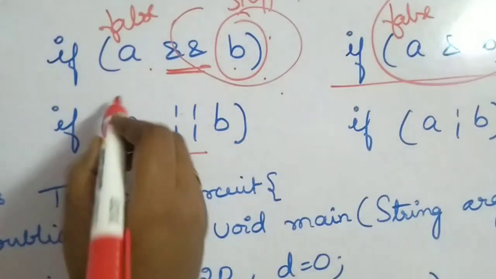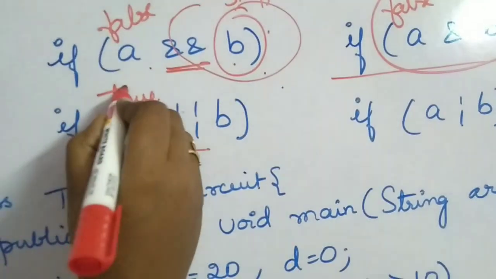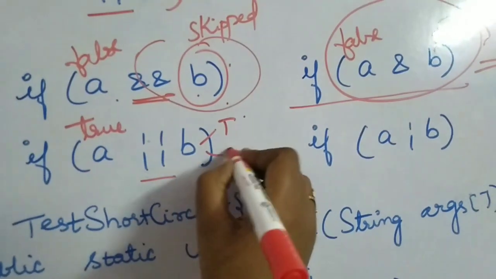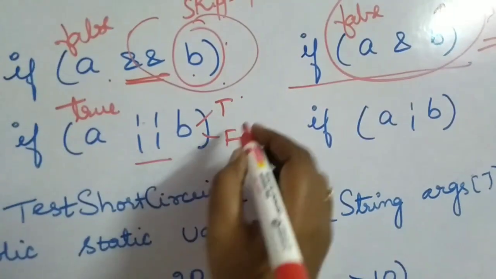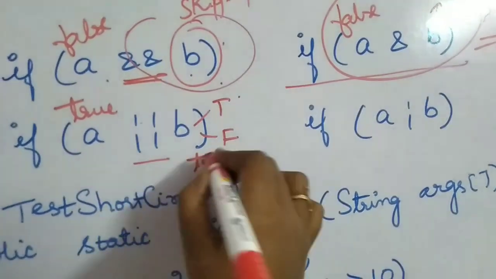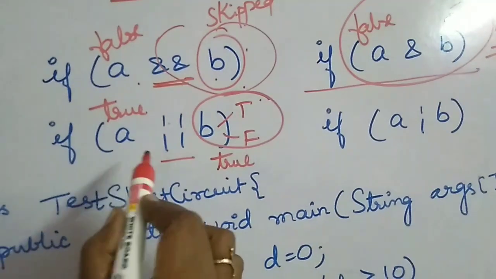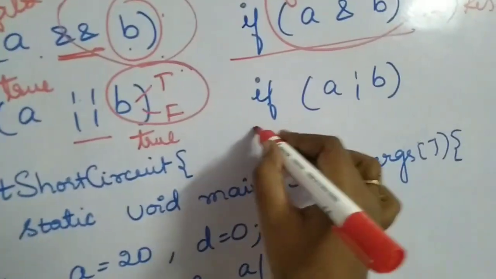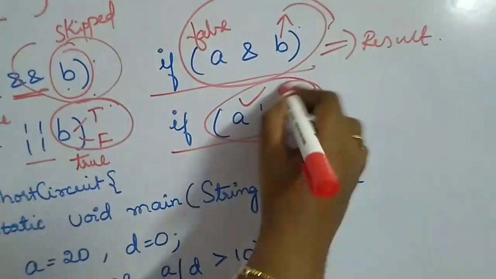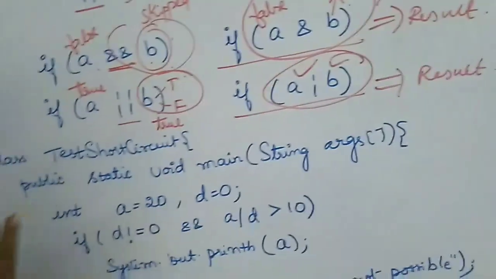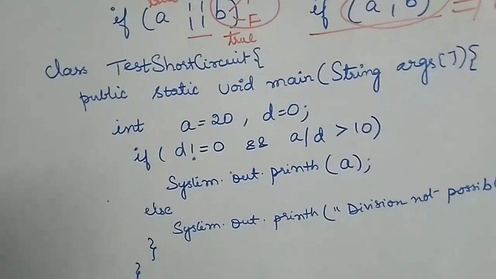If A's value is true, irrespective of B, even if B is true or false or whatever, the entire evaluation will give me true. So there is no need for evaluating this. That's why they are called short circuit OR. Coming over here, both the things will be evaluated and then the result will be obtained. So that's why I told you these are better versions of AND and OR.